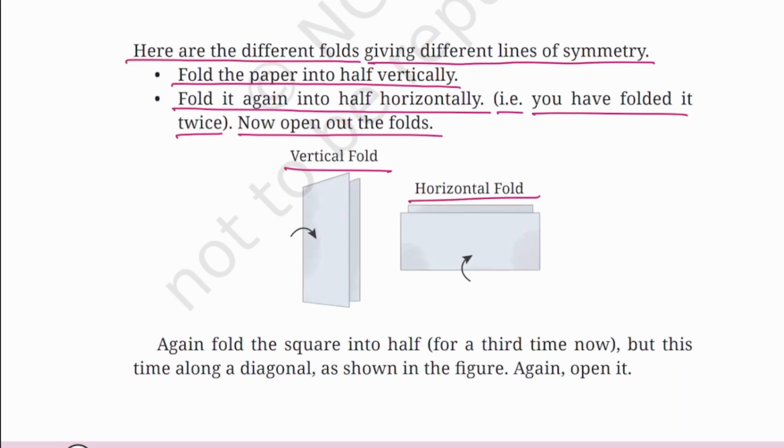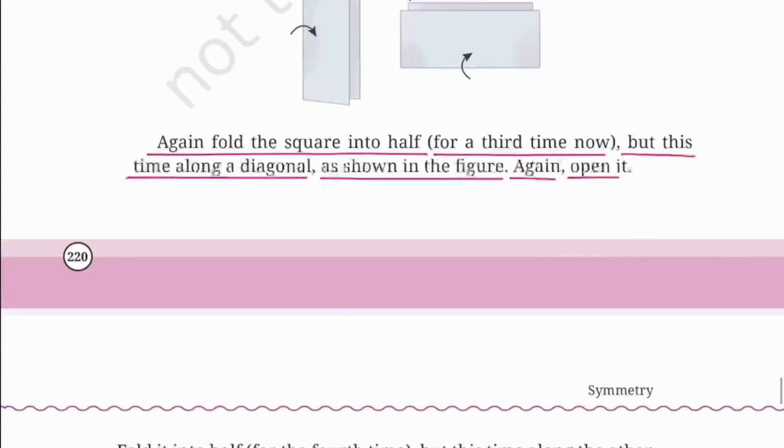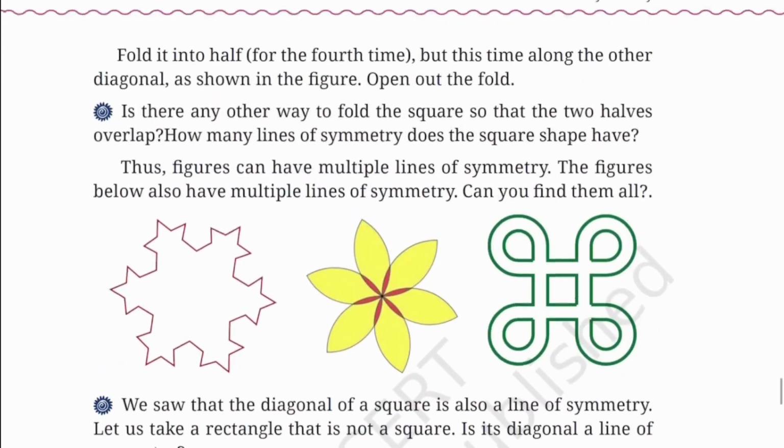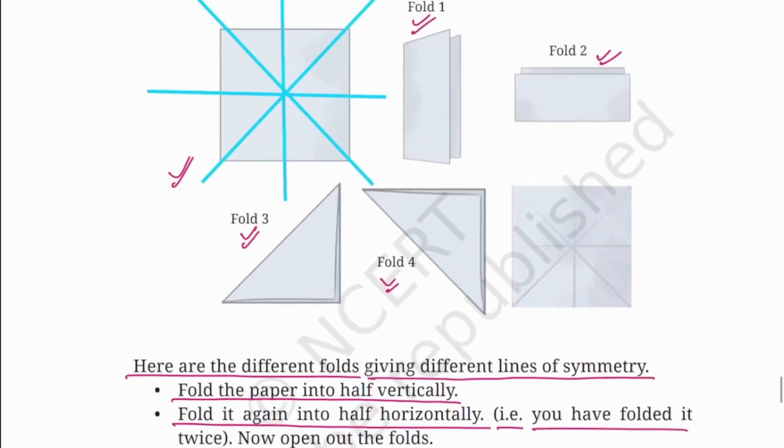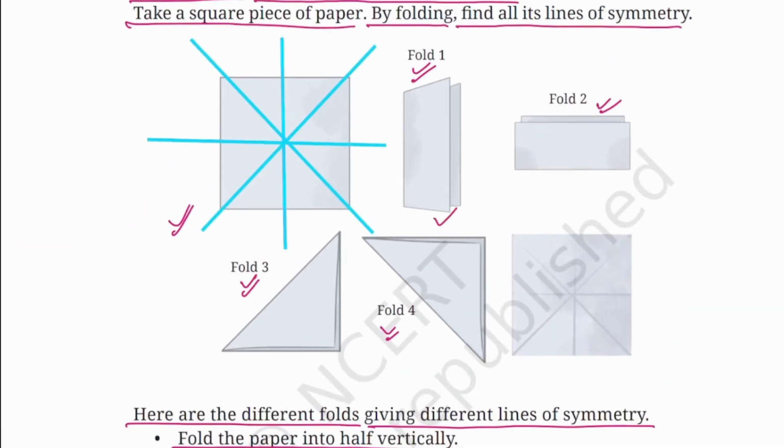Vertical fold, horizontal fold. Again fold the square into half for a third time, but this time along a diagonal, as shown in the picture. Again, open it. Fold it into half for the fourth time, but this time along the other diagonal, as shown in the figure. Open out the fold. You can see the steps for making these folds.